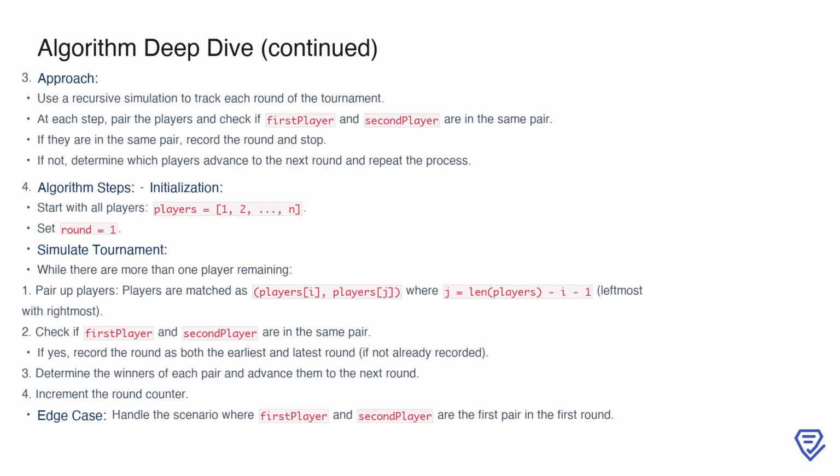Once paired, we check if first player and second player are in the same pair. If they are, we record the current round as both the earliest and latest round, depending on the context. If not, we determine the winners of each pair, advance them to the next round, and continue the process. Special cases, such as when first player and second player are in the very first pair in round 1, are handled explicitly to ensure accuracy. This step-by-step simulation guarantees that we correctly track when the two players meet.